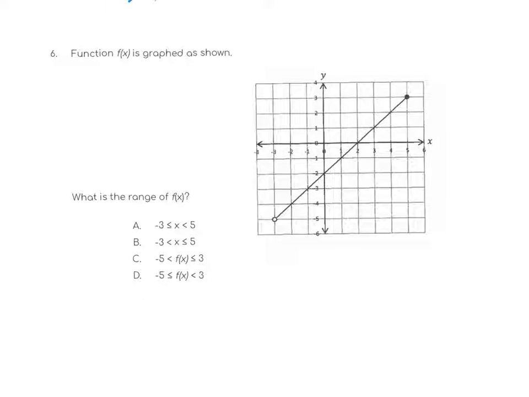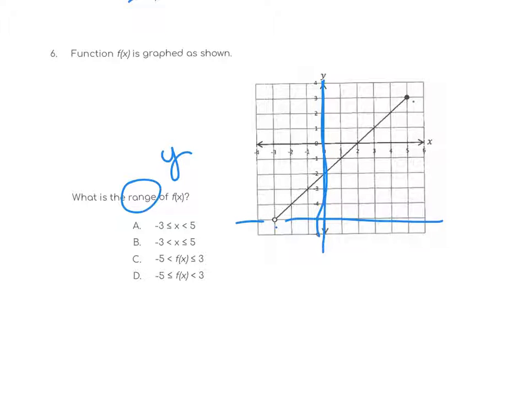Okay, number 6, another graph shown. I need to find the range, so that's my y value. So I'm looking here. Okay, the first thing I notice is I have an open circle and a closed circle. That's going to be important. So my minimum y value is here, and my maximum is here.